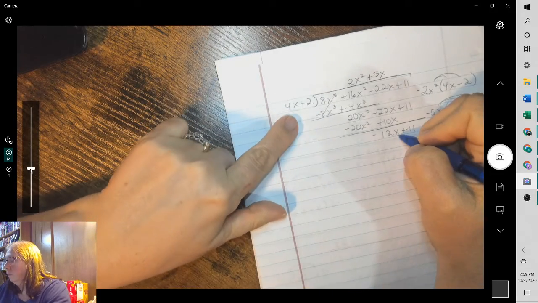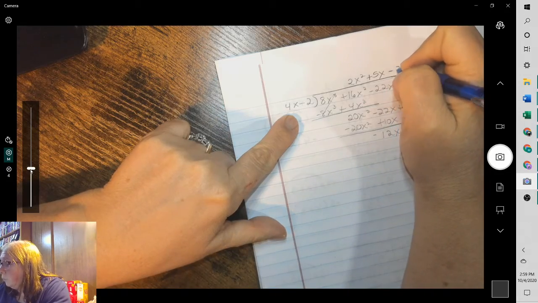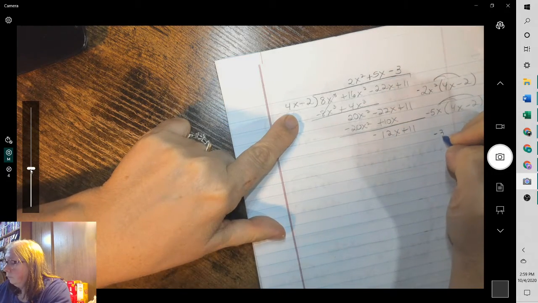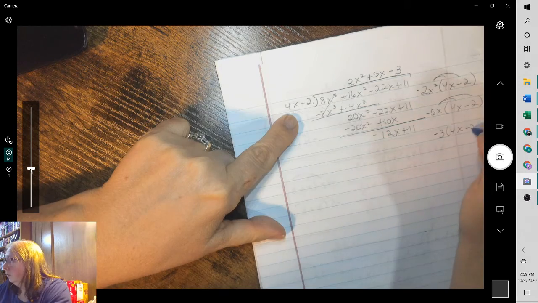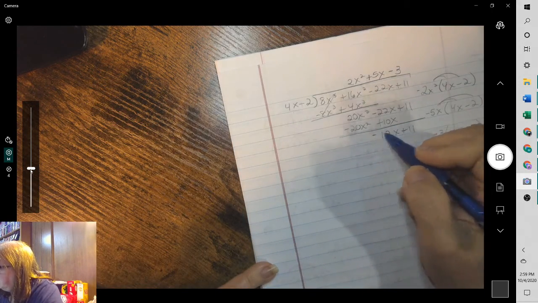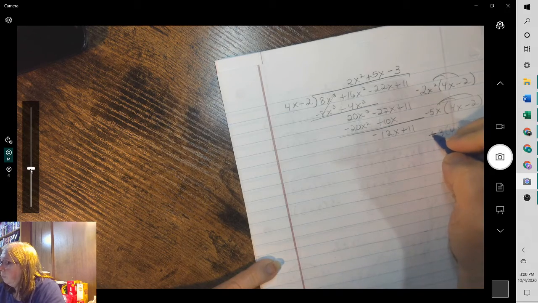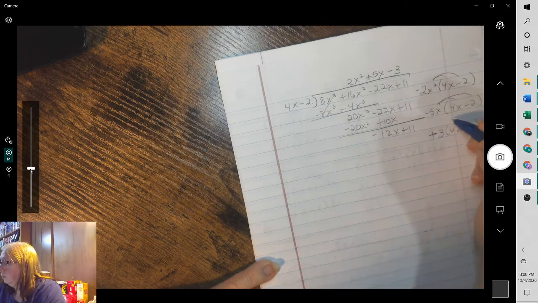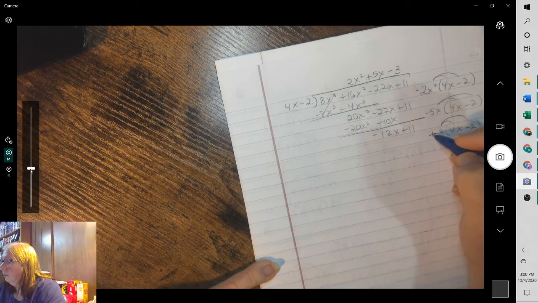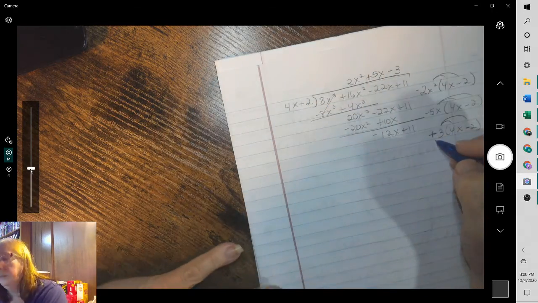What do I need to multiply 4x by to get a negative 12x? I need a negative 3. Now here's where you need to be careful. So I needed a negative 3 to get this negative 12, but then since I'm subtracting, the two negatives are going to make it a positive 3. So it was a subtraction, and it was a negative 3, so the two negatives made it a positive.